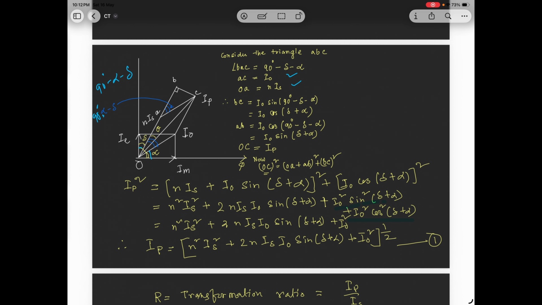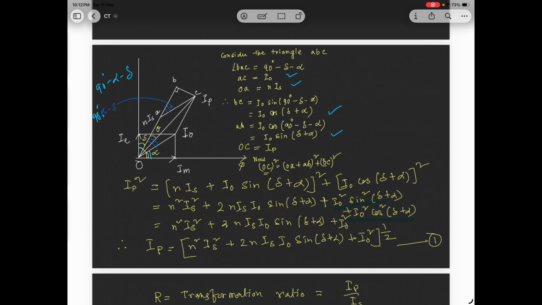So BC is equal to I0 sine (90 minus delta minus alpha). So this is equal to I0 cos (delta plus alpha). Similarly, AB is equal to I0 sine (delta plus alpha). OC is equal to the IP. OC represents the primary current of the transformer.